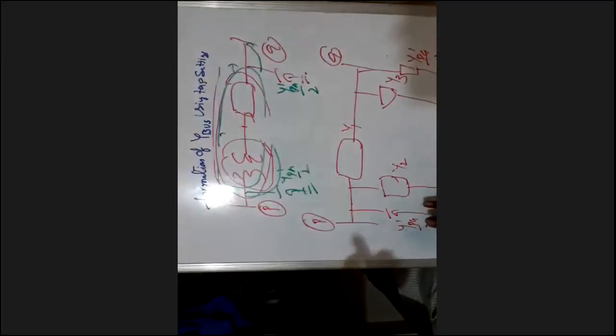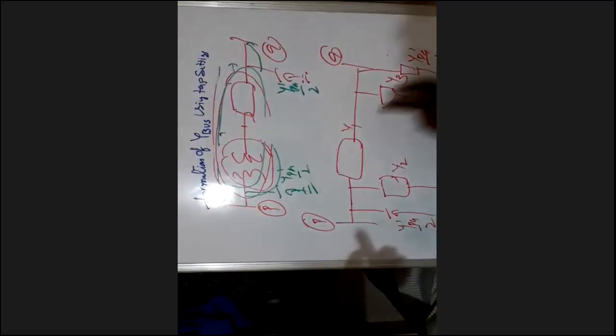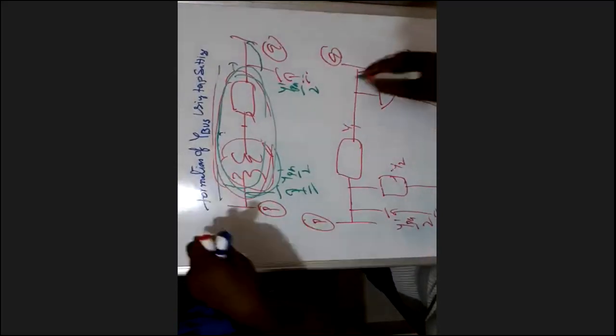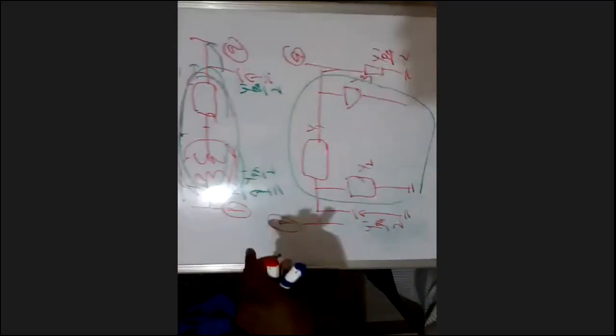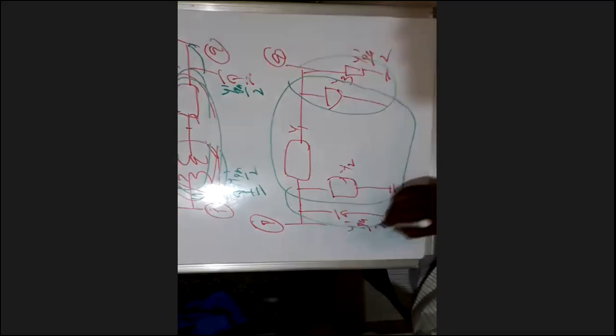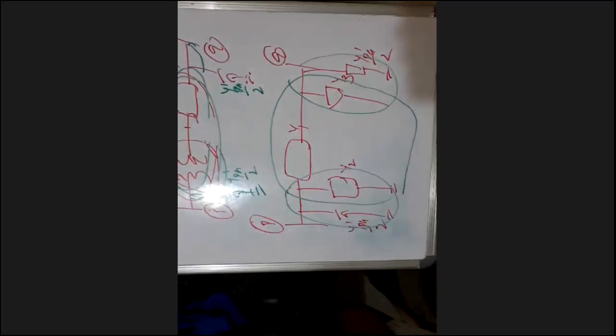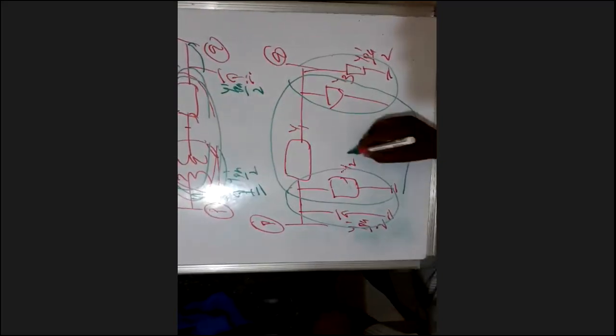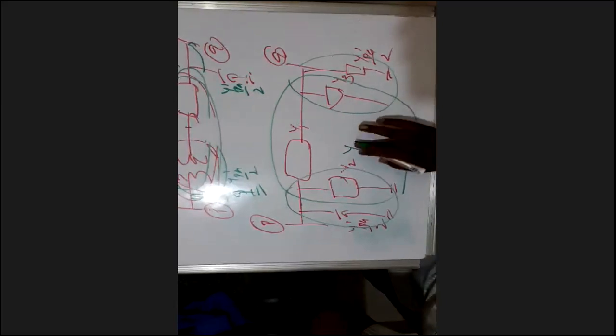So this I am keeping as it is. This entire model I am representing as a Pi model. Now these two are in parallel. Parallel admittances can be added.